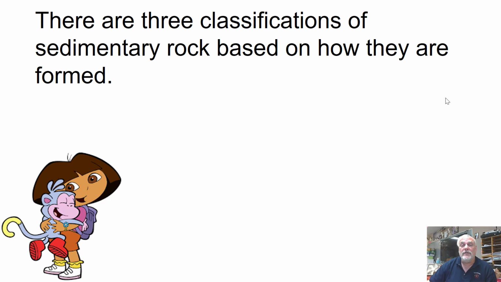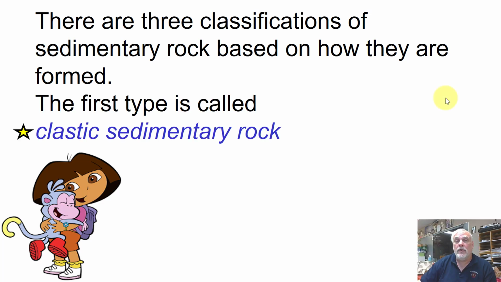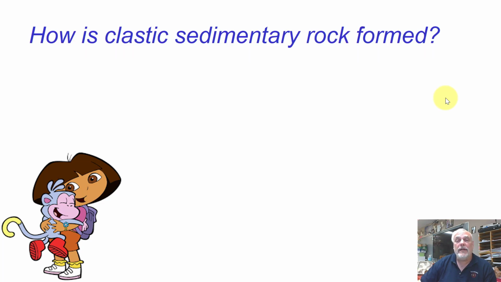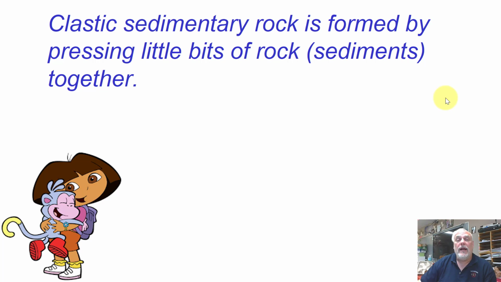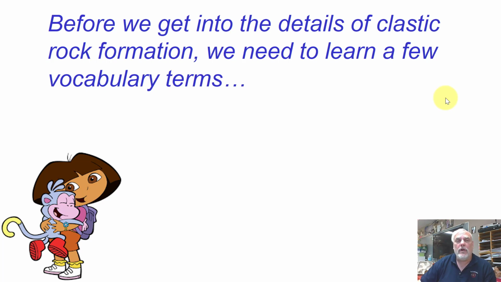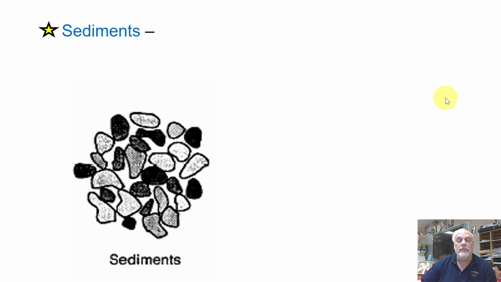Sedimentary rock, however, has three classifications, and those classifications are determined by how the sedimentary rock itself is formed. The first type is called clastic sedimentary rock, and clastic sedimentary rock is formed by pressing little bits of rock together. Those little bits of rock can be called clasts, or they can be called sediments. I prefer to call them sediments. Before we get into the details of clastic rock formation, let's learn a few vocabulary terms.